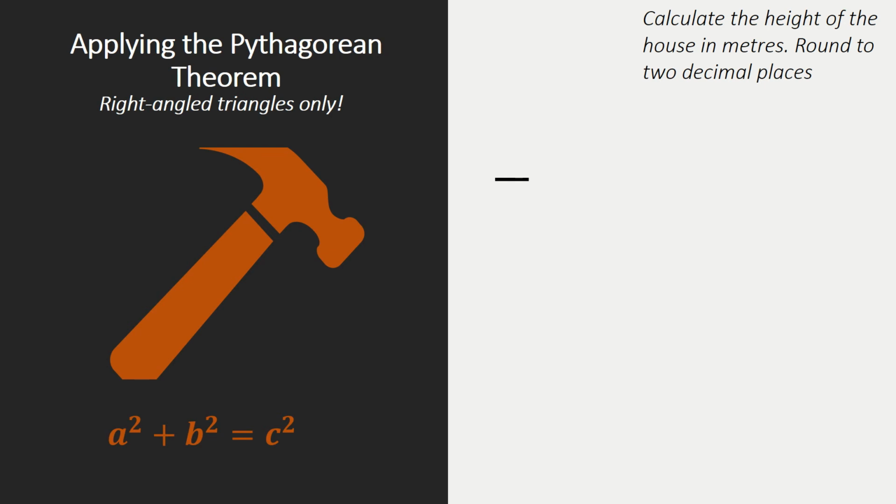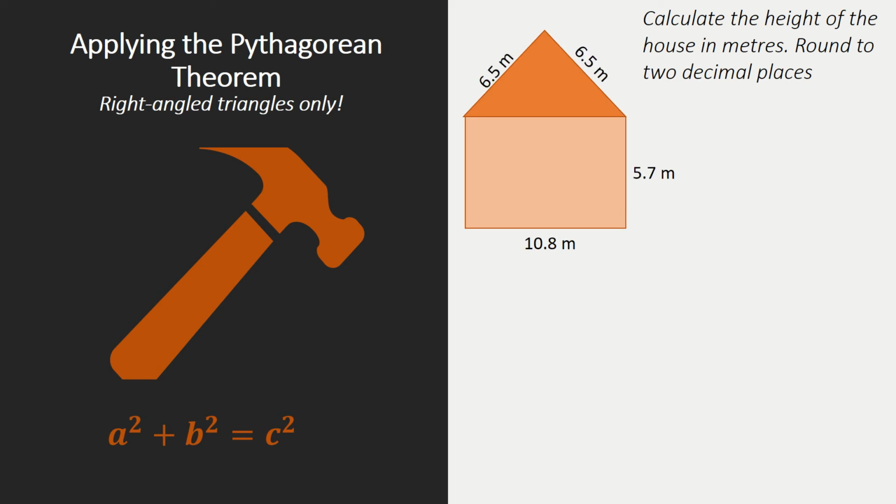So, an example question. Calculate the height of the house in meters, round to 2 decimal places. So, we've got a house, and all of these things are given. Please, when you get something like this, make a sketch in your notebook. What you do with your sketch, you're going to label each vertex: A, B, C, D, and E. Those are the letters that I chose. You can choose your own letters. It doesn't really matter. Then, of course, we're talking about the Pythagorean Theorem.